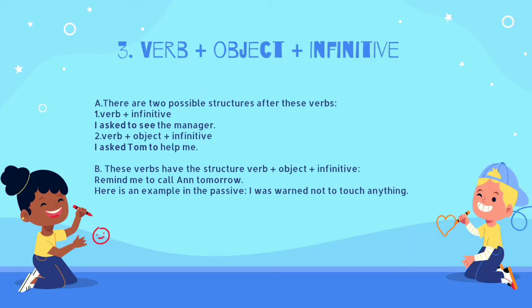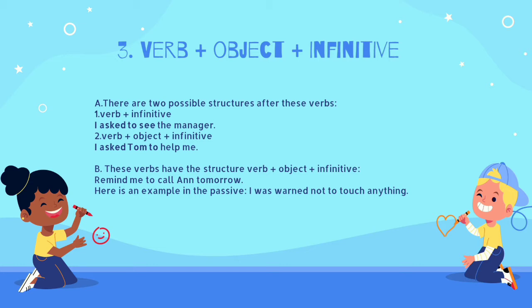Number 3. Verb plus object and infinitive. A. There are two possible structures after these verbs. The first, verb plus infinitive. Example, I asked to see the manager. The second, verb plus object plus infinitive. Example, I asked Tom to help me.